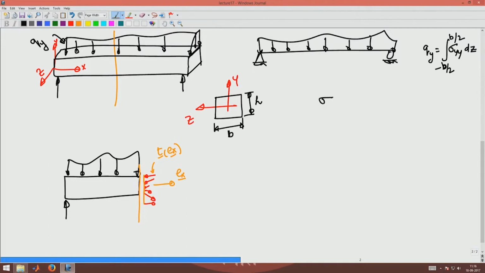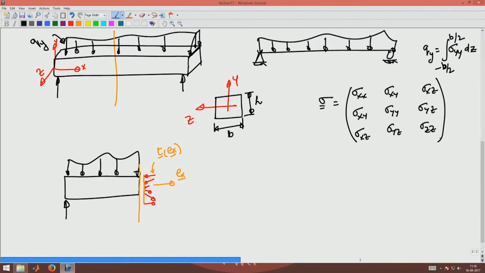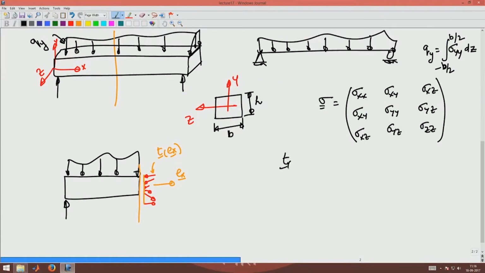Let us assume that the stress is given by sigma xx, sigma xy, sigma xz, sigma xy, sigma yy, sigma yz, sigma xz, sigma yz, and sigma zz. Okay. That is a general state of stress. For this general state of stress, what will be the traction T's of Ex is what I want to find.